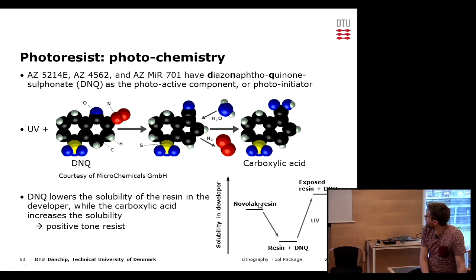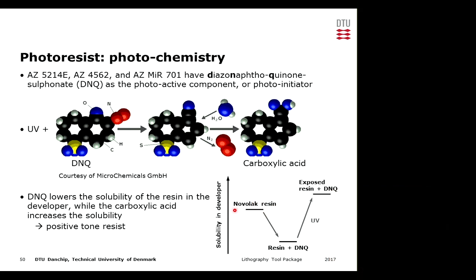What happens here is that the resin itself has a limited solubility in the developer. But when you add the DNQ, the solubility is lowered. So it becomes less soluble when you add the DNQ. And then when you transform the DNQ molecule into the carboxylic acid using UV light, it becomes much more soluble in the developer. So you can see it's a positive tone resist. We go from low solubility to high solubility by adding the UV light.